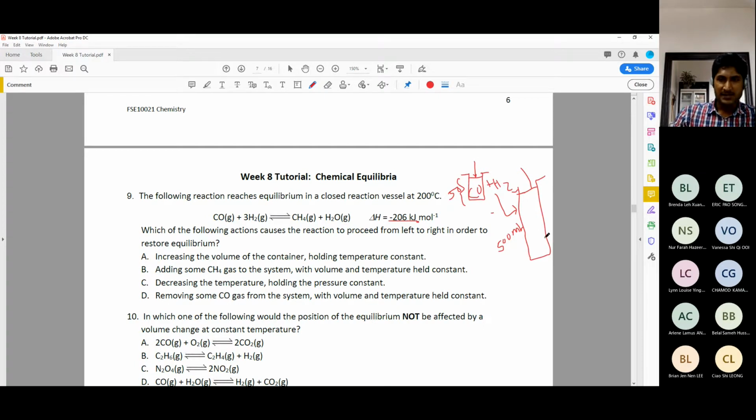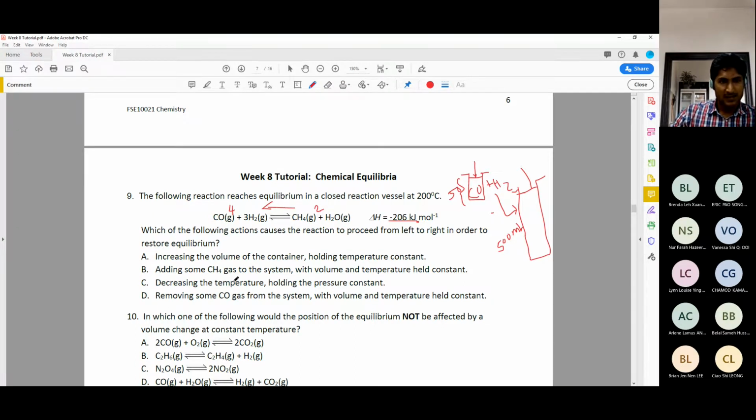And if the pressure is decreased, what will happen according to Le Chatelier's principle? Here there is 3 plus 1, 4 parts on the left side, and it is 2 parts. So the reaction will move towards the left side where there are more parts available. So it is not going forward to the right side, the reaction is going to the left side.